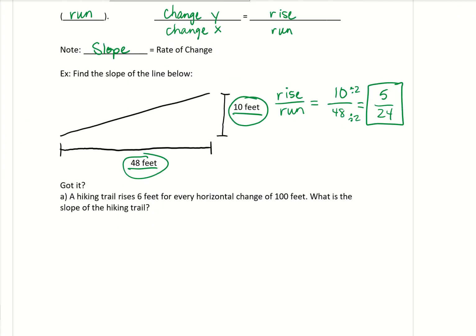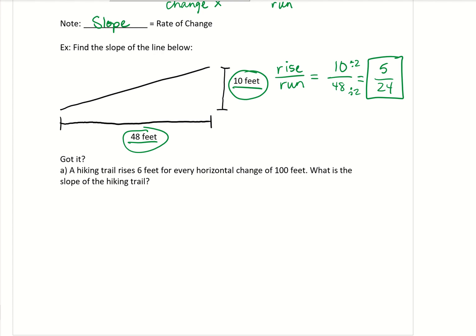Okay, go ahead and do this. Got it. Problem A right here. Do it. Pause the video and then come back when you're finished. I will have the answer ready for you to check it. All right, so for A, you should have gotten 3 over 50. If you did not, the work is there for you to check. Make sure you know how to do that problem. If you don't, feel free to ask me when I see you in class next.